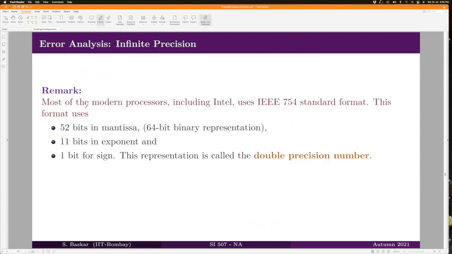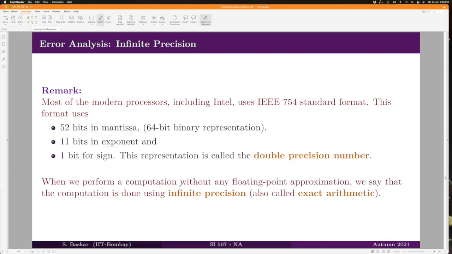This is just a remark. Most of the modern processors, including Intel and so on, use 52 digits in the mantissa, in a 64-bit binary representation, 11 bits in the exponent, and 1 bit for sign. This representation is called the double precision number. We generally will not give much weightage to this kind of technical part from the computer's point of view. We only consider the mathematical aspects of rounding and chopping, and how this rounding and chopping approximation propagates in our calculations and affects the entire calculation. That is our aim. And our aim is not to get into the technicals of the computers.